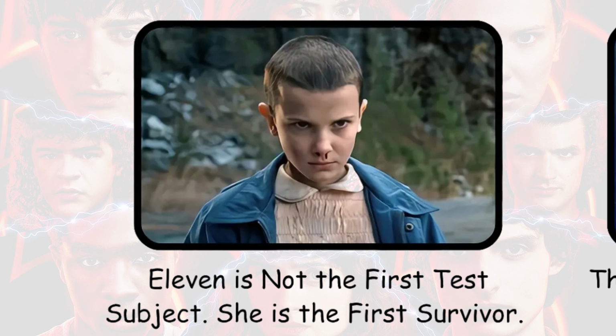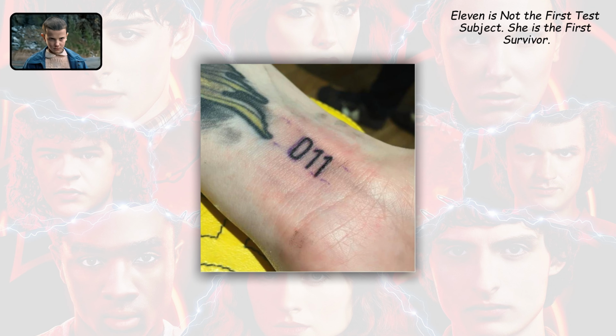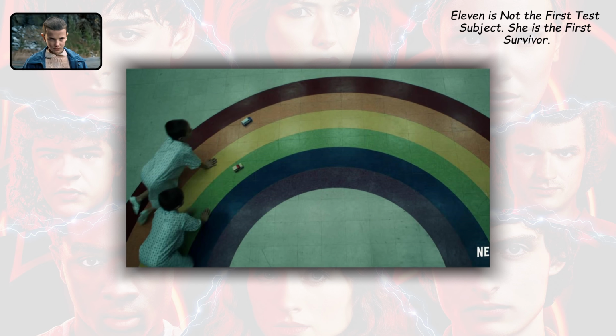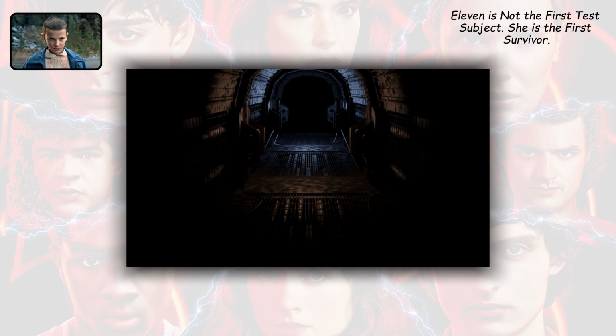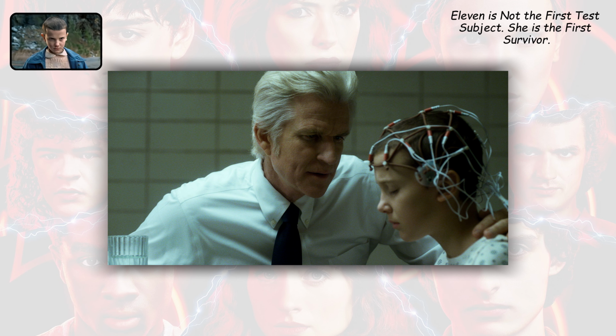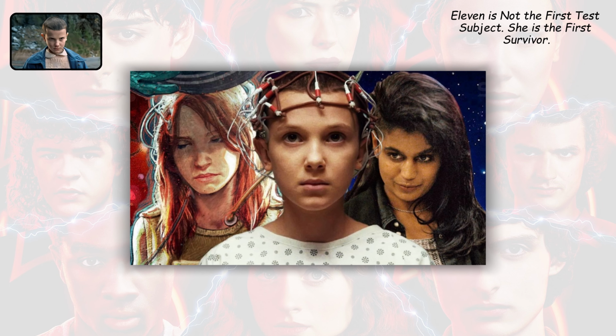Theory 1. 11 is not the first test subject. She is the first survivor. You know 11 as Subject 11, the 11th child, but nobody ever asks what happened to the other 10. Brenner didn't number his subjects randomly. They were numbered in order.